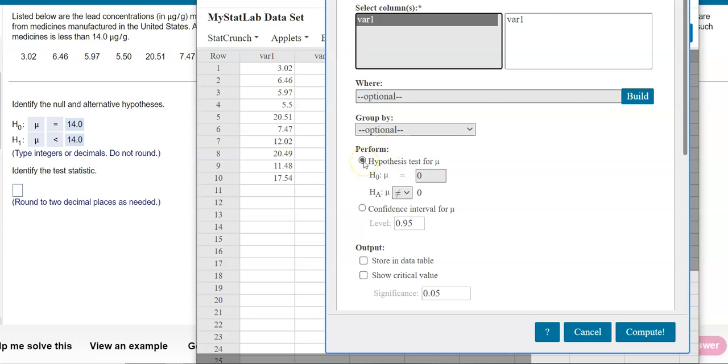Next, we're going to go down here to this perform section. We do want to perform a hypothesis test, so we're going to leave this first little box checked. And the mean that we had in our hypothesis, remember, was 14. So we're going to change this to 14 right here. Notice when we changed it here, it also changed here.